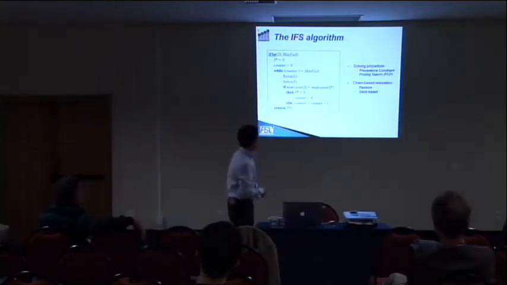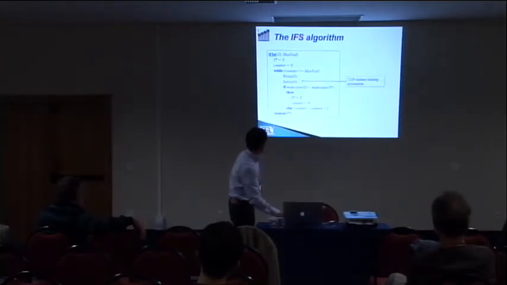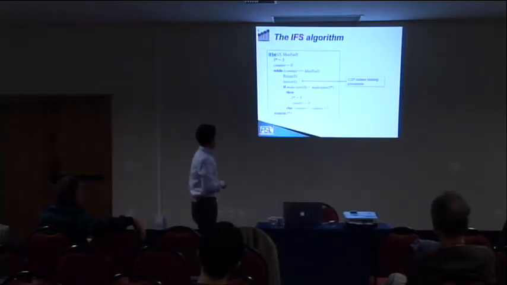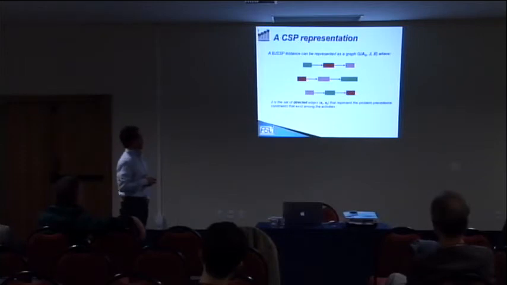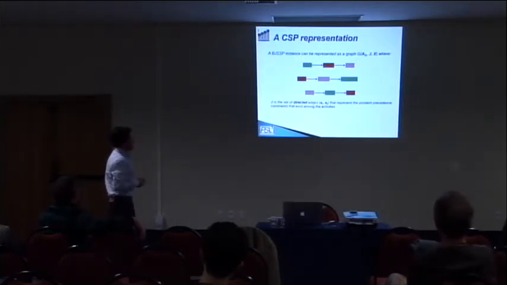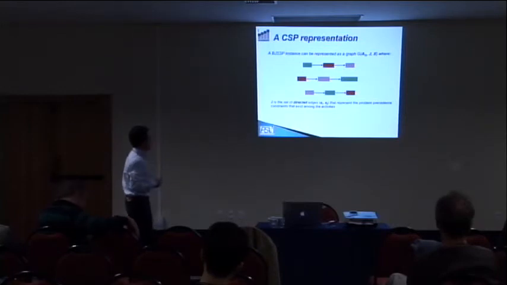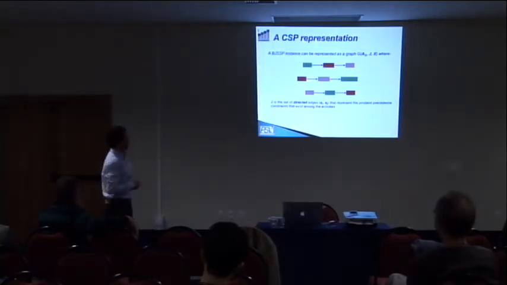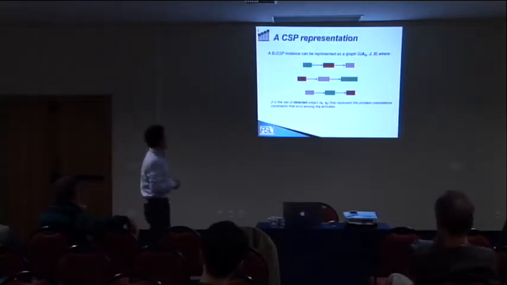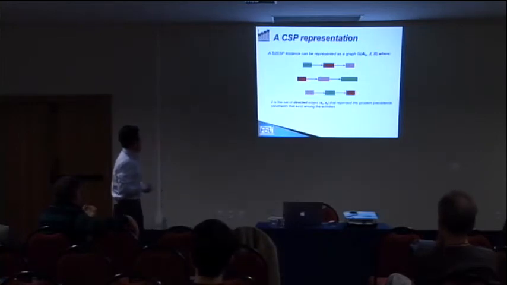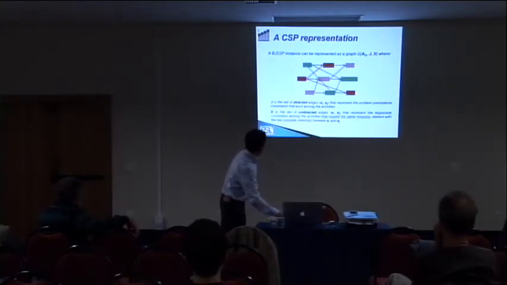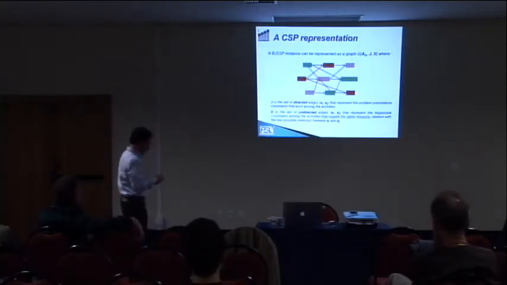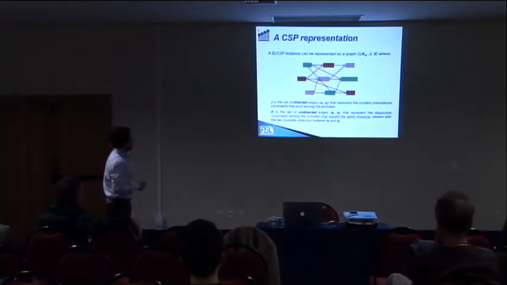The solving procedure is a CSP-based procedure. So what about the representation of the problem as a constraint satisfaction problem? We use a classical representation, which is based on a graph G, where the nodes are the activities, and there are two kinds of edges: a set of directed edges, which represent the precedence constraints among the activities in the jobs, and a set of undirected edges, which represent the resource constraints.